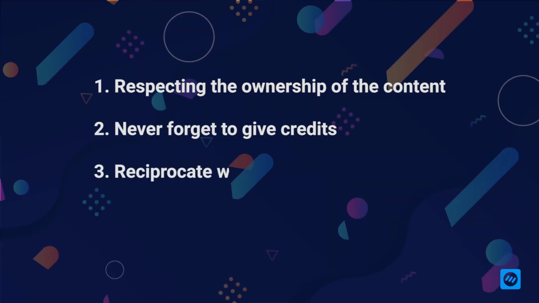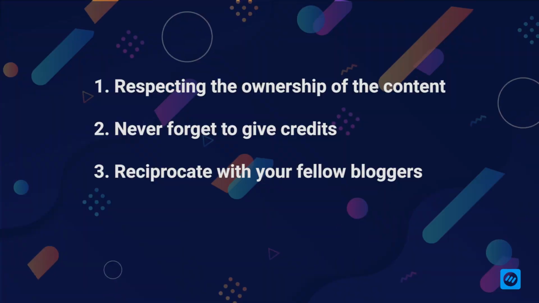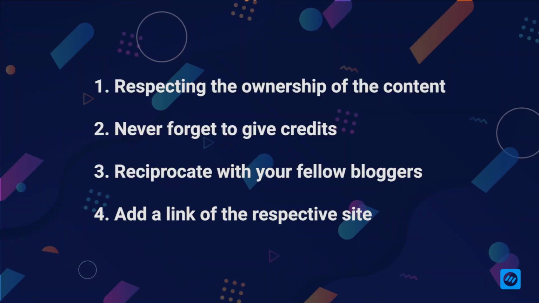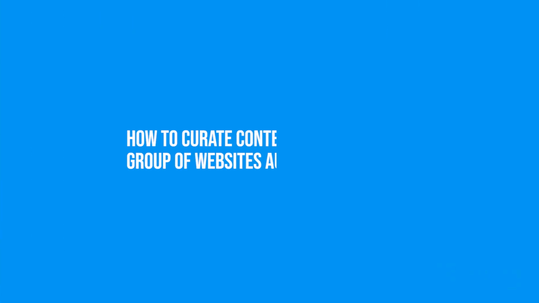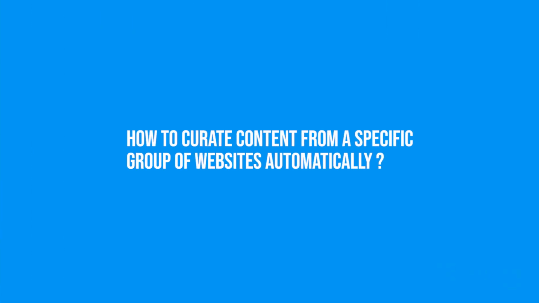Number 3, reciprocate with your fellow bloggers. Give what you want to receive. If you're sharing someone else's content or you're a part of an affiliate program, show the same enthusiasm that you want someone to have while sharing your content. And the fourth point, which is also the primary rule of sharing curated content, is to add a link to a respective site.